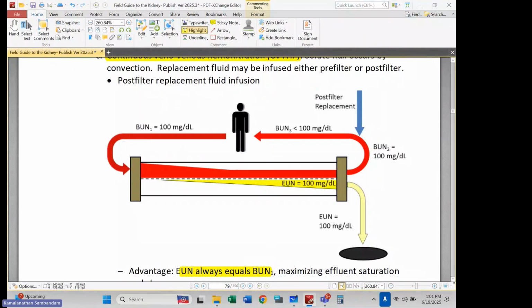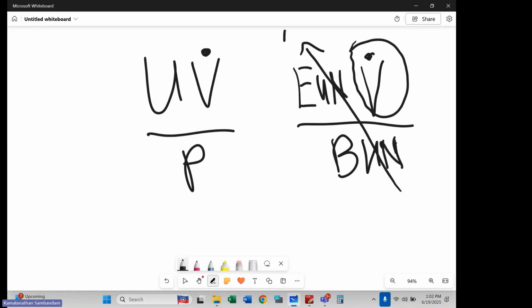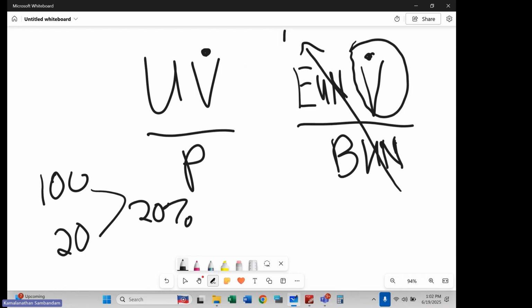Okay, so if I'm running a blood flow rate of, let's say, 100, and a replacement fluid flow rate of around 1,200 mils per hour, which is 20 mils per minute, I have a blood flow rate of 100, and an ultrafiltration rate and replacement fluid flow rate of 20 mils per minute. My filtration fraction is going to be 20 divided by 100, which is equal to, of course, 20% filtration fraction.